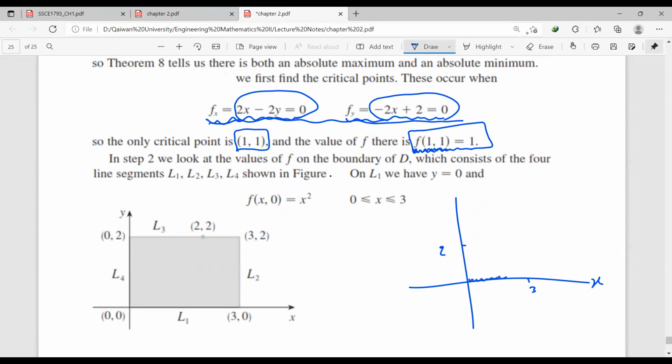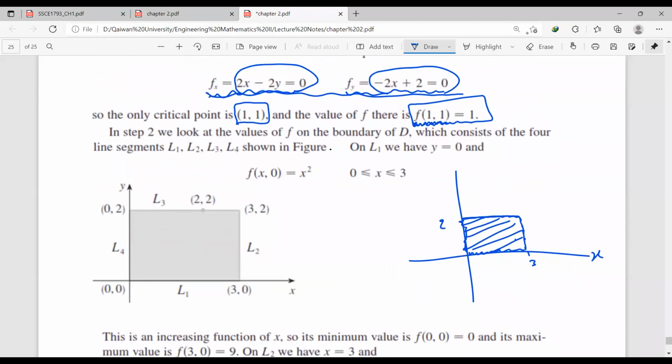That means all of these points and all of these points. If we join these two sides, we get a rectangle, in which X is from 0 to 3 and Y is from 0 to 2. This is our rectangle. Now we are going to find the maximum and minimum values of the function at each of these sides. We name this L1, this L2, this L3, this L4. Here, X is 3 and Y is 2, so this point is (3, 2), and this is the origin, (0, 0).